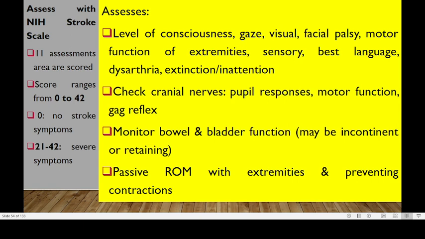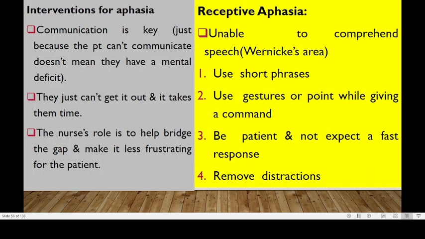Okay, so in assessing the stroke, we normally use the NIH stroke scale where 11 assessments are scored, and the score ranges from 0 to 42. So 0, there are no stroke symptoms, but now for 21 to 42, this represents severe symptoms for that case. Okay? Intervention for aphasia, you have to make sure that communication is key.